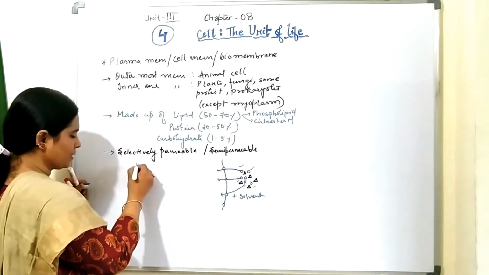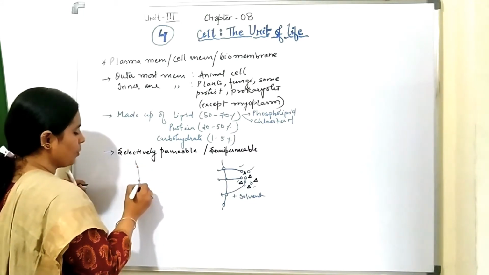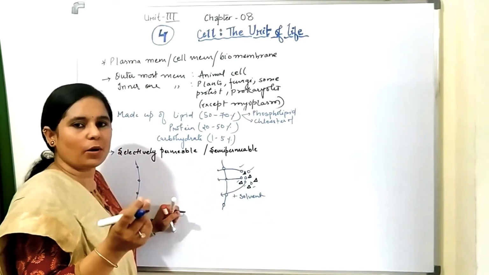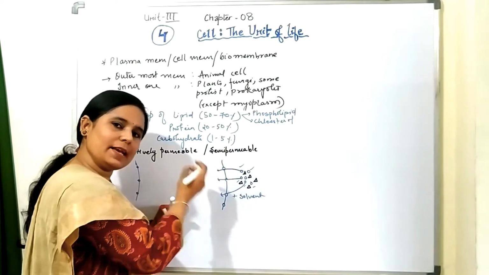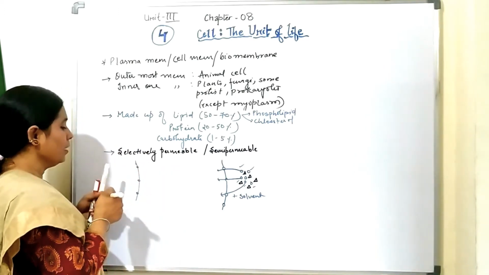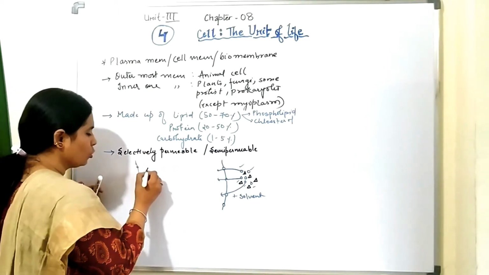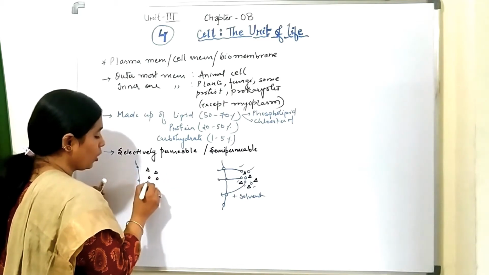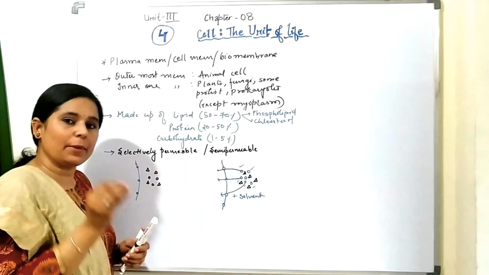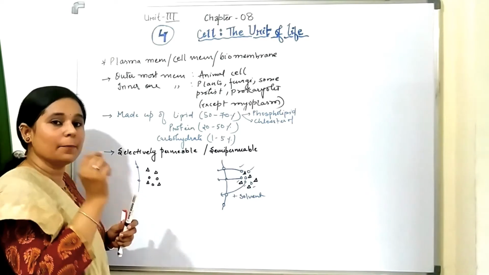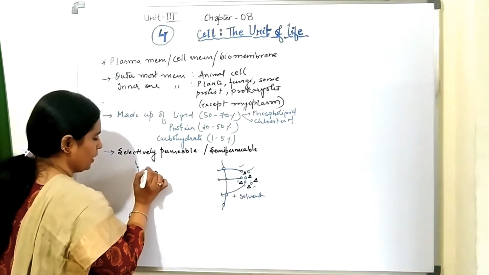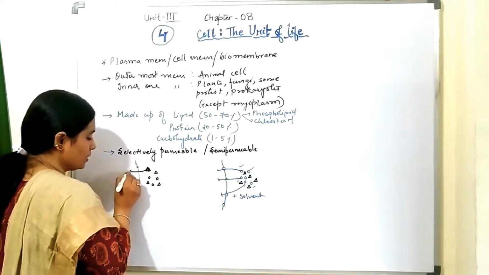In case of selectively permeable, the cell is very selective about what it wants. In case of semi-permeable, size is important. Only things of similar size can go inside the cell and outside the cell. But in case of selectively permeable membrane, the membrane will allow only those things which are required inside the cell. Whatever things the cell requires, it will allow those, but size doesn't matter. So now you can see this molecule, suppose the cell wants this molecule inside the cell.